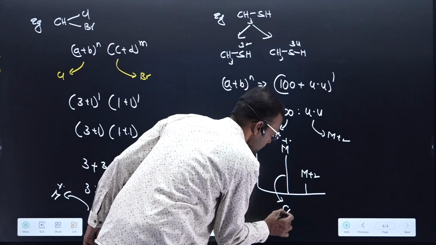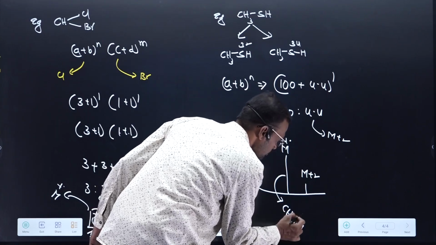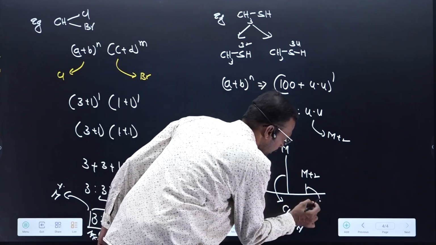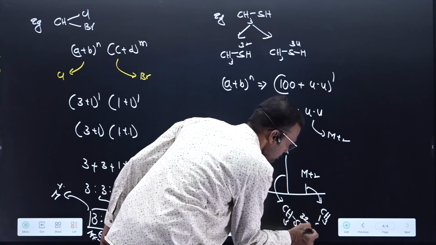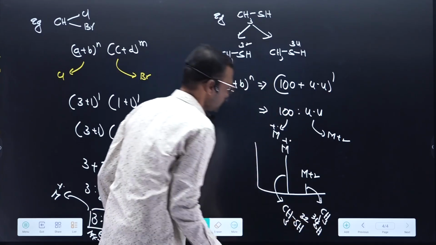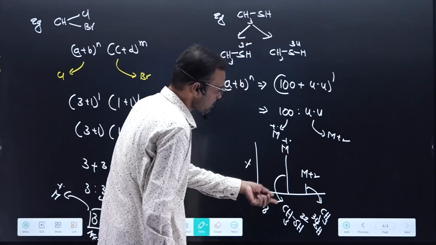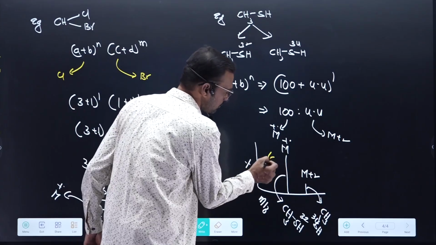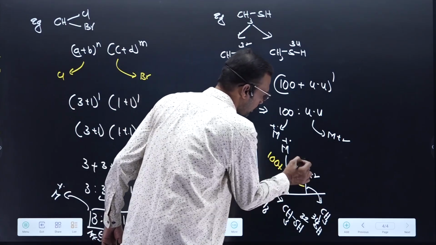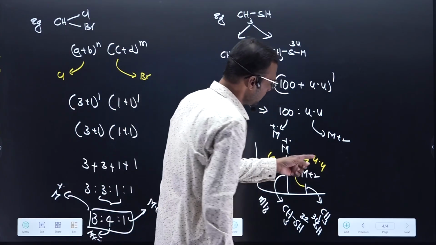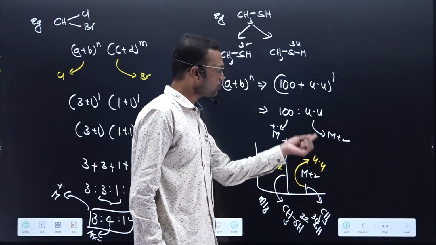This is CH3SH 32 and here CH3SH 34. So this is percentage of intensity and this is m/z value. Molecular ion is taken as 100%, and with respect to the molecular ion, this percentage is 4.4. Remember, when the M plus 2 peak is 4.4, definitely sulfur is present.